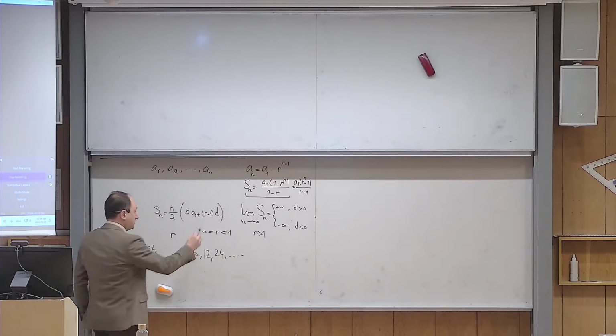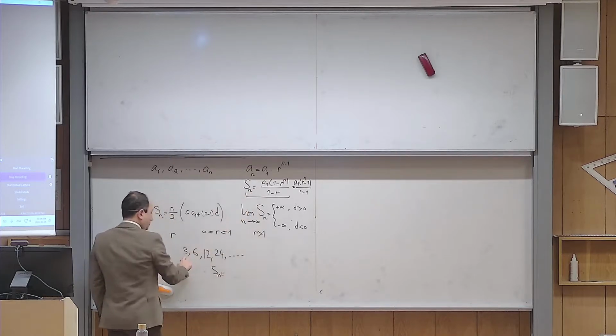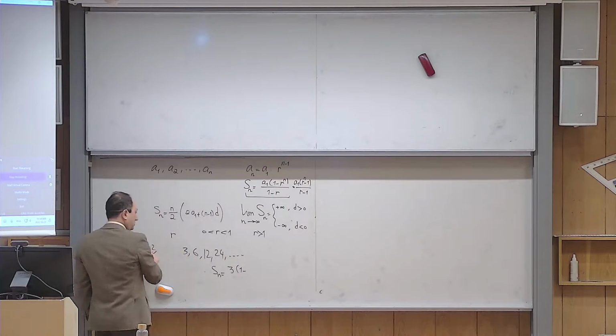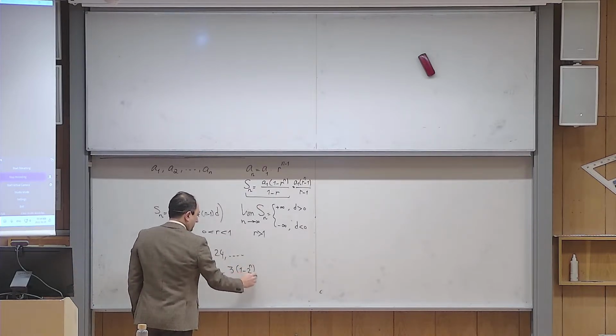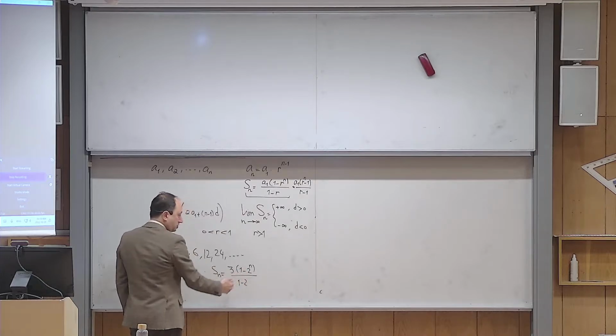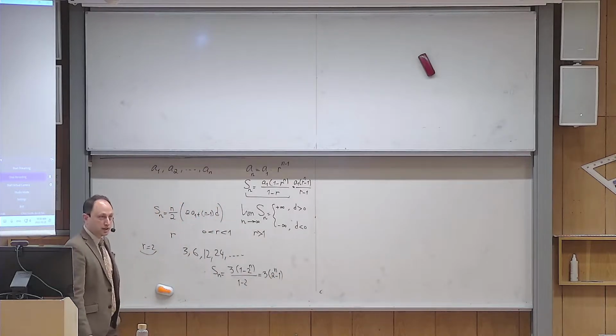So let us calculate Sn for n terms. A1 is 3, times 1 minus r, which is 2, to the power of n, divided by 1 minus r. But 1 minus 2 is minus 1. I use that minus 1 to flip these two. So then it becomes 3 times 2 to the power of n minus 1. This is the formula for Sn.